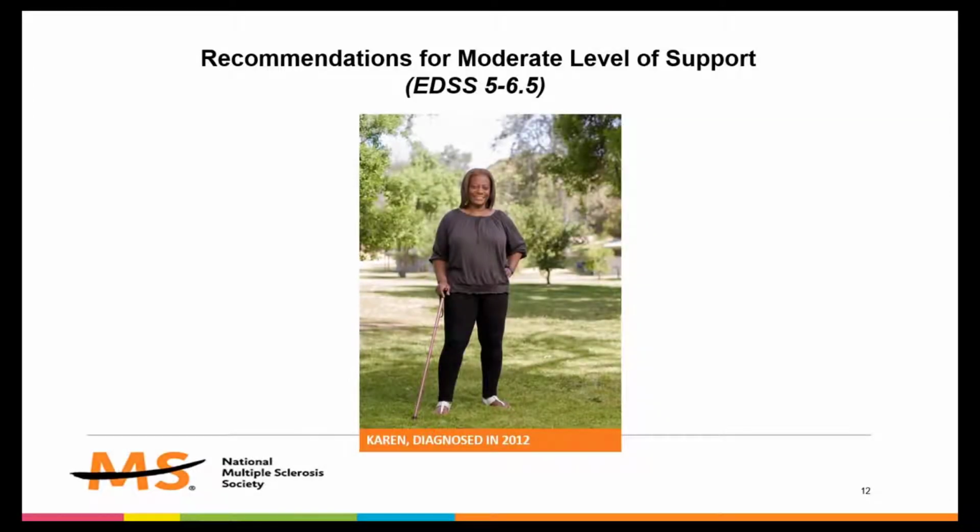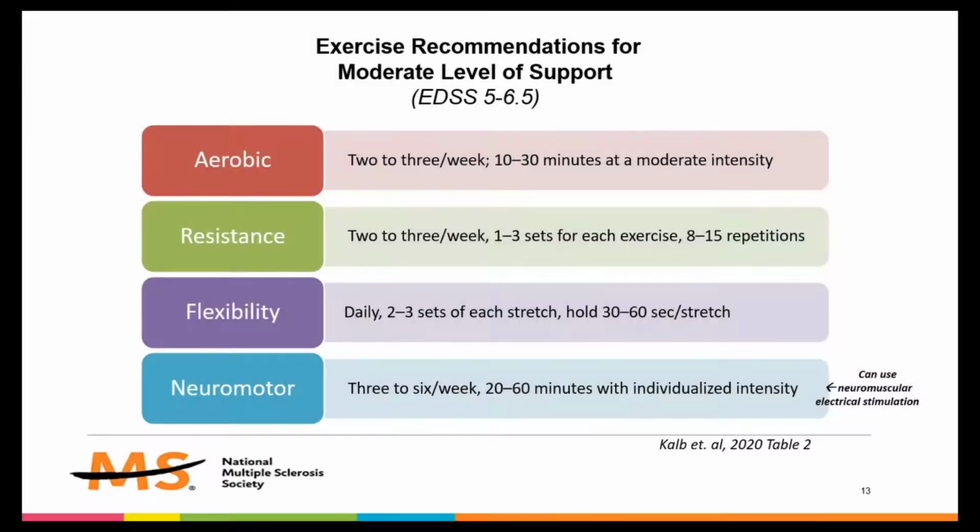We are now going to look at the exercise and lifestyle physical activity recommendations for those who require a moderate level of support. This would be someone with an EDSS of 5 to 6.5. This level of ability may require the use of an assisted device like a cane or a walker. Their level of ability may be more impacted by their MS symptoms. For the most part, the recommendations are the same as those who require little to no support.